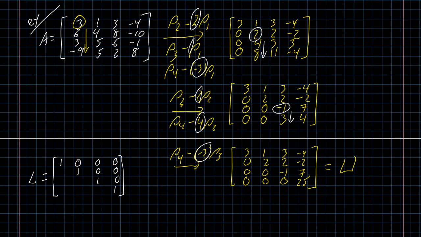The first step, I subtracted 2, I subtracted 1, I subtracted -3. The second step, I subtracted 2 and 4. The third step, I subtracted -3. And there's my lower triangular matrix.